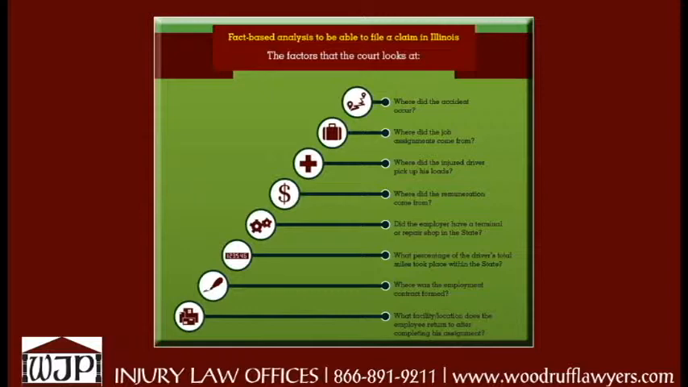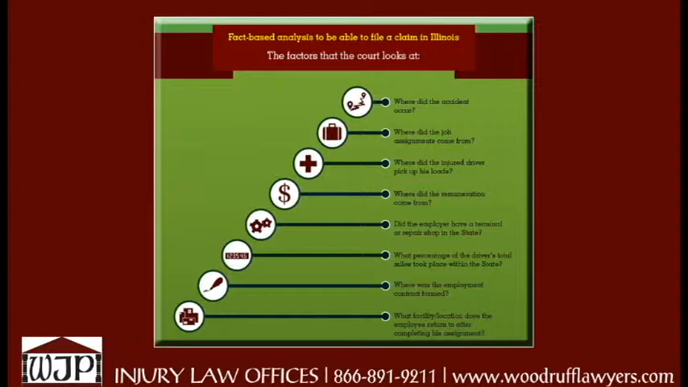Some of those factors are: where did the driver receive his assignments? Where did the driver pick up his loads? Where did the driver return to after completing each of his assignments? Whether or not the employer has a terminal or a repair shop within Illinois, and what percentage of the driver's total miles took place within Illinois. Now, clearly this is a very fact-based analysis.